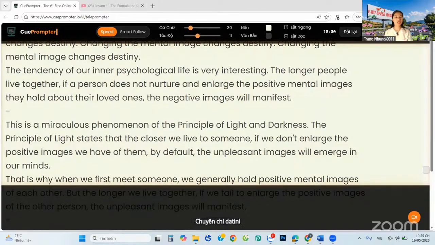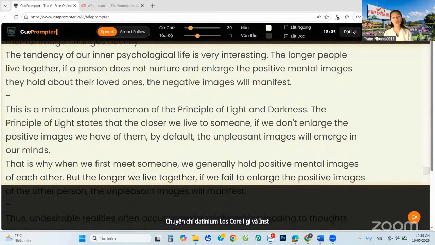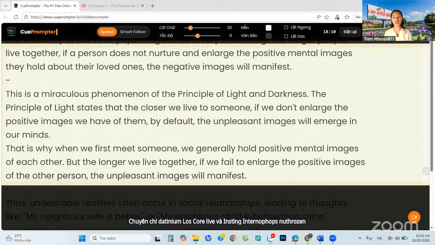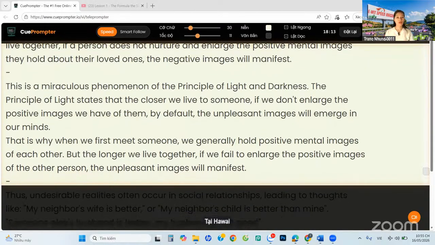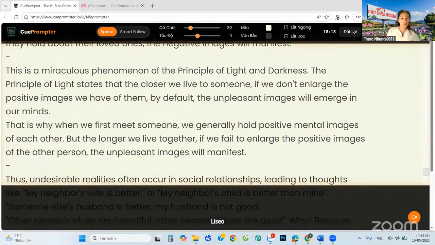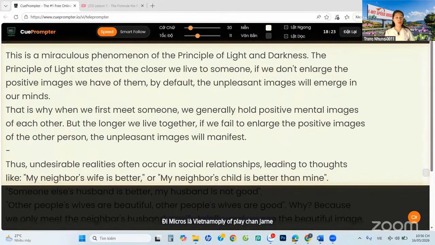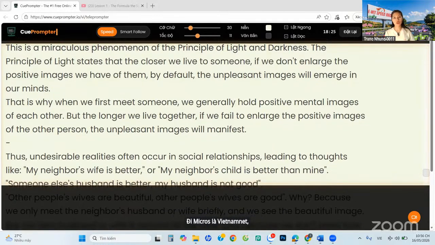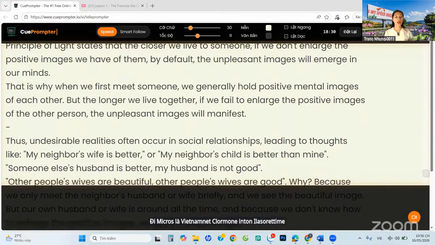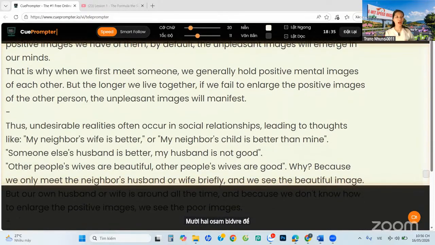Changing the mental image changes destiny. The tendency of our inner psychological life is very interesting. The longer people live together, if a person does not nurture and enlarge positive mental images of their loved ones, the negative images will manifest. This is a miraculous phenomenon of the principle of light and darkness. The principle says that the closer we live to someone, if we don't enlarge the positive images we have of them, unpleasant images will appear by default in our minds.